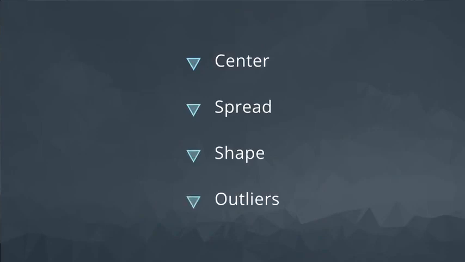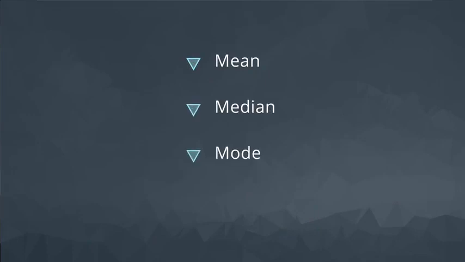When analyzing both discrete and continuous quantitative data, we generally discuss four main aspects: the center, the spread, the shape, and outliers. In this lesson, we will focus on measures of center. There are three widely accepted measures of center: the mean, the median, and the mode.